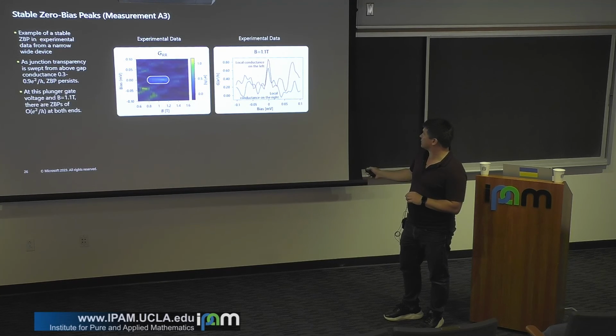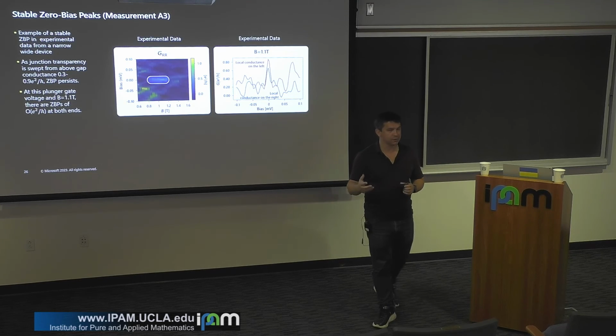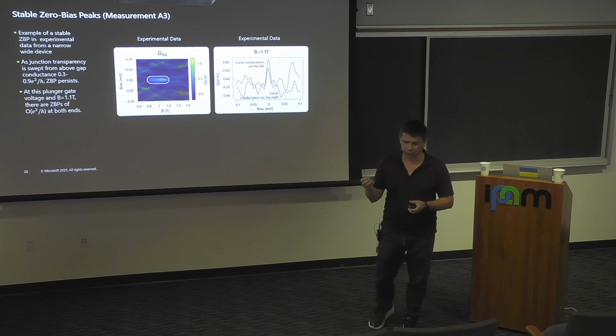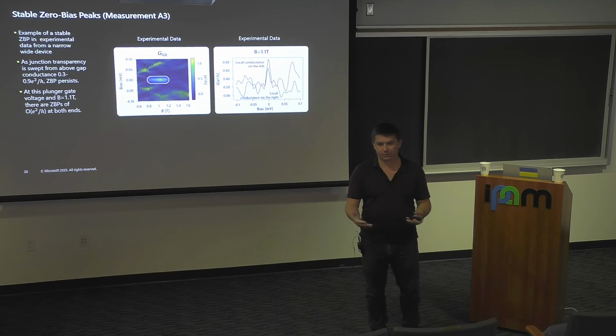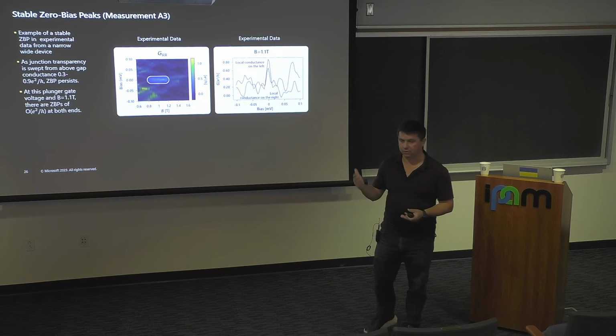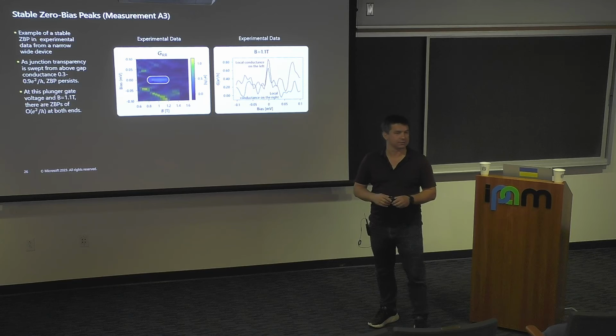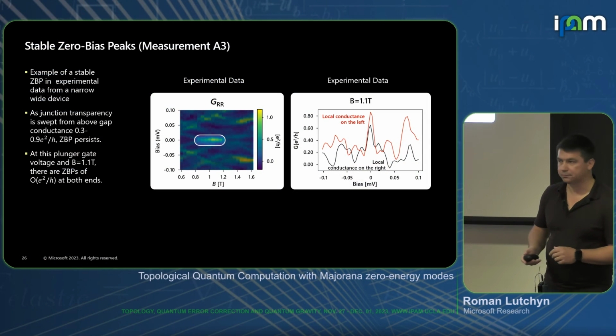So there is a cut over here. Both of this information about stable zero bias peaks, as well as information that comes from non-local conductance, give us the phase diagram that I showed on the previous slide. And so that's how we tune our devices to the topological phase.